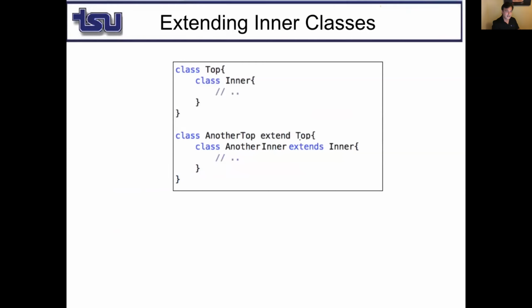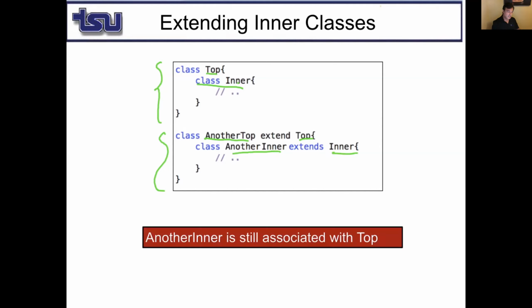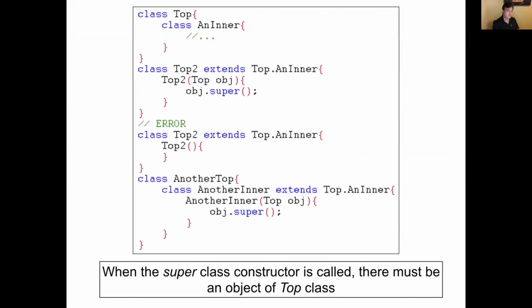So how do we extend an inner class? That's interesting. You see, this is top level, and then I have an inner class, and this is another top that extends this class. Then you can have another inner that extends inner. This is one way. But here, this another inner is still associated with this top level class. Let's see what it means. I'm not going to spend that much time on the slide. This is kind of extra, but stop the video for a second and check it.